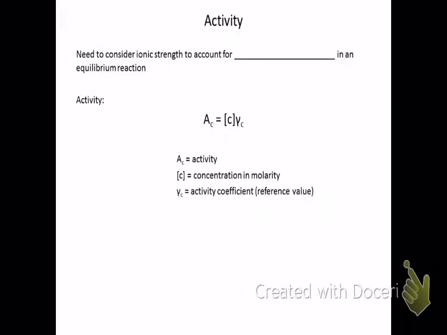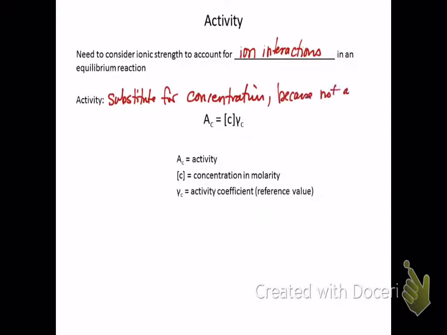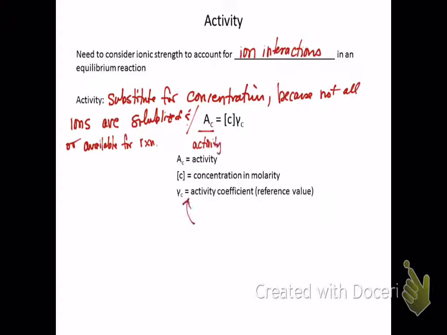All right, so let's move on to activity. Now, activity really is getting at a term that is very similar to concentration, but in a number of ways distinctly different. So first, we need to consider the ionic strength that we've just been talking about in a way that helps us account for ion interactions in an equilibrium reaction. And so activity is a substitute for concentration. I already said that they're nearly identical. And the reason for this is that not all ions are either soluble or available for reaction at any given moment. So activity tries to take this into account.